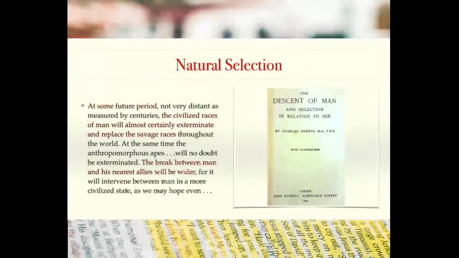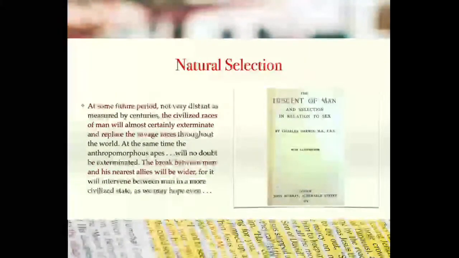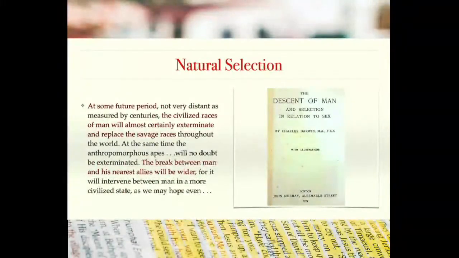He wrote this: At some future period, not very distant as measured by centuries, the civilized races of man will almost completely exterminate and replace the savage races throughout the world. And I'll read just the red parts here because we're running out of time. The break between man and his nearest allies will be wider, for it will intervene between man in a more civilized state. So what he's saying, his nearest allies are who? Where man has come from. So in other words, apes, monkeys, all that stuff.